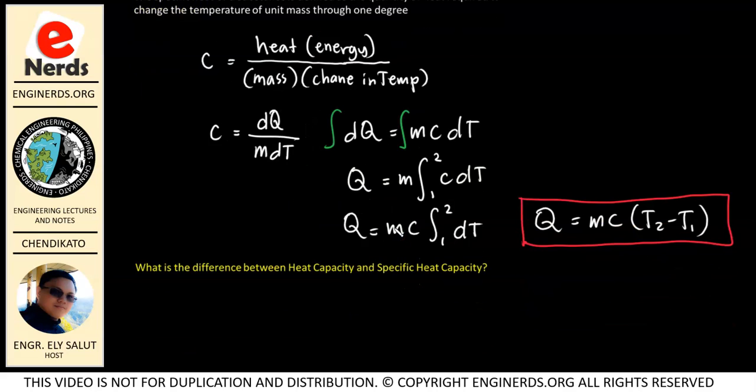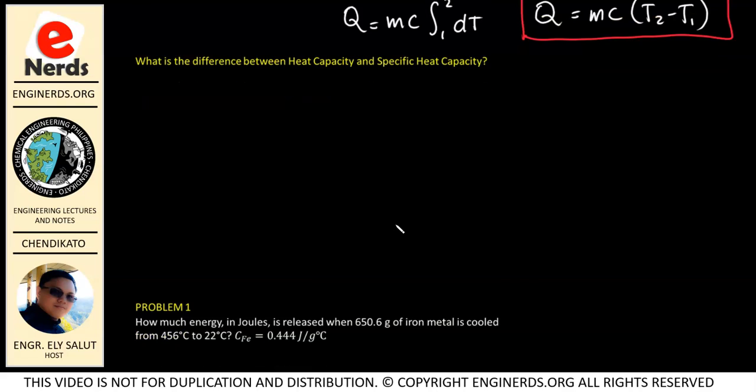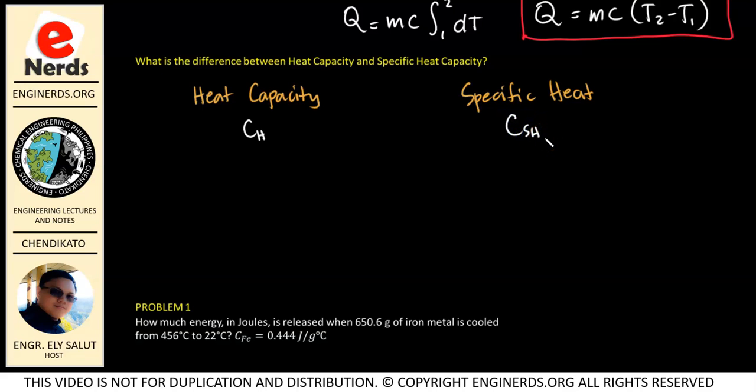So, ang madalas nating maririnig is may tinatawag tayong heat capacity and specific heat capacity. So, ano yung pinagkaiba nilang dalawa? So, let us try to differentiate them, no? So, in here we have heat capacity. And then here we have the specific heat capacity. Okay? So, just for the sake of our representation here, so let's say our heat capacity is CH. And for our specific heat, we have CSH. Okay? So, this is just for reference, for identification lang, no?